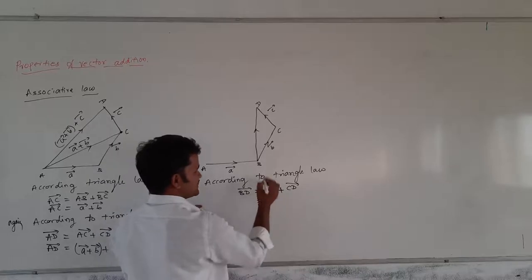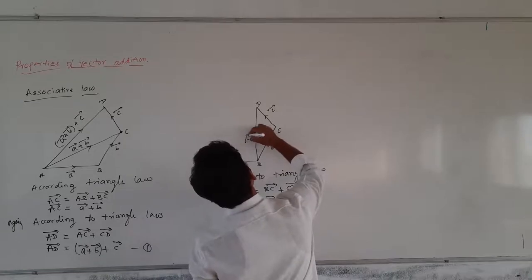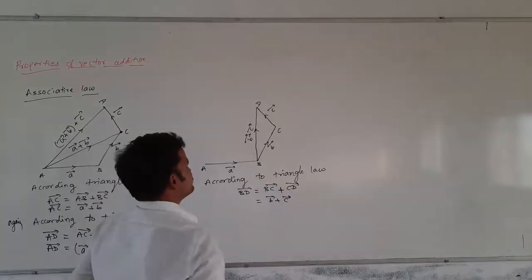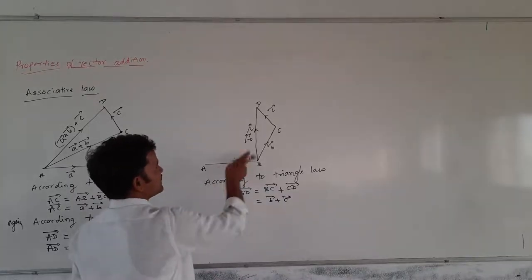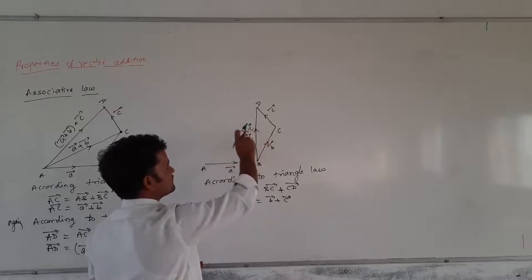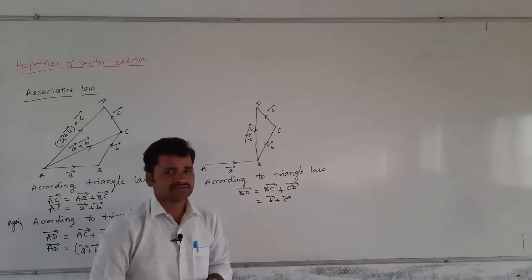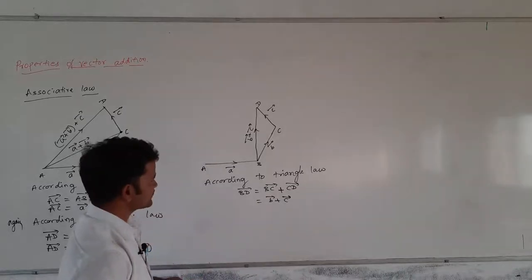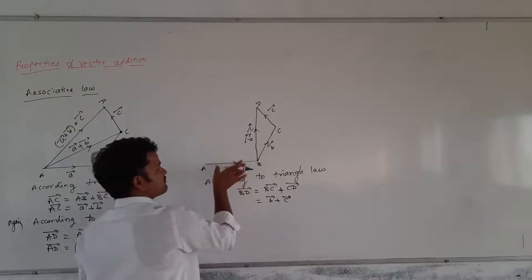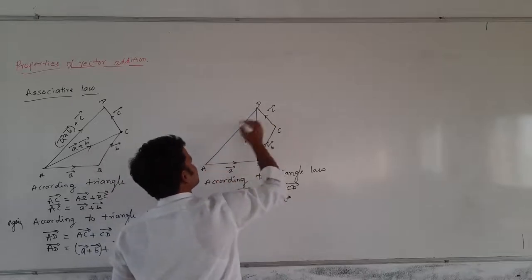What is this? This is vector B plus vector C. So I can write vector BD as vector B plus vector C. Now observe the vectors AB and BD. AB is vector A and BD is vector B plus vector C. Is the triangle law of vector addition valid here? Yes, according to the triangle law of vector addition, because this is the first vector and this is the second vector, the terminal point coincides with the initial point.